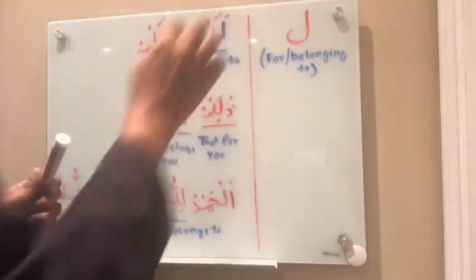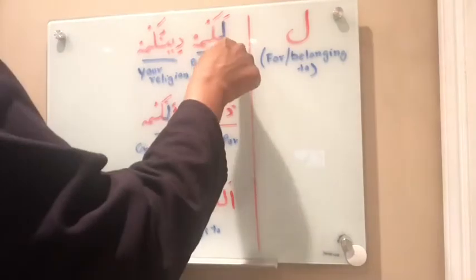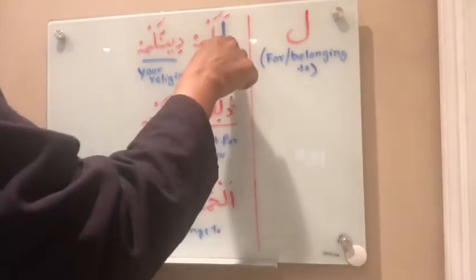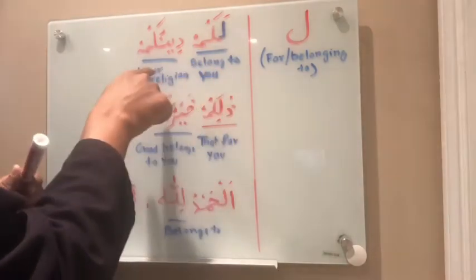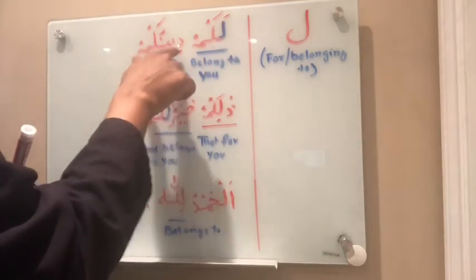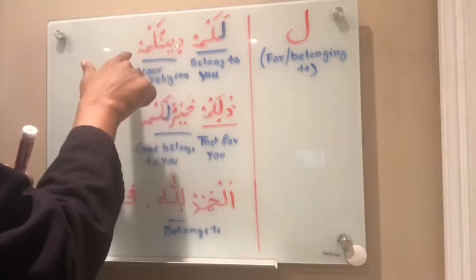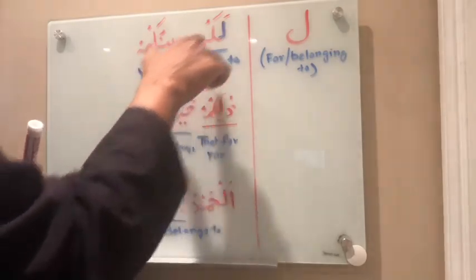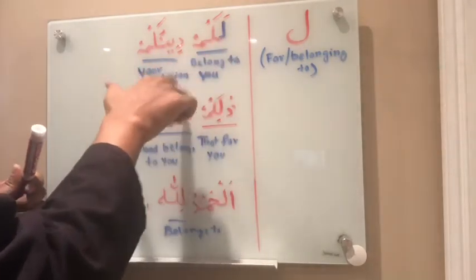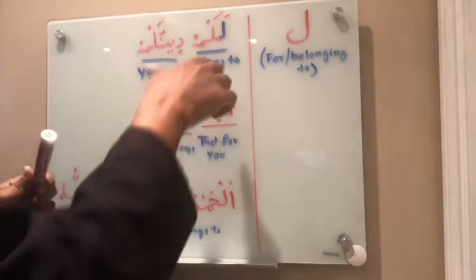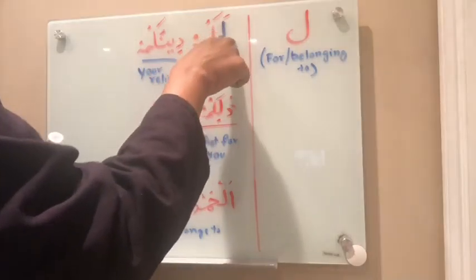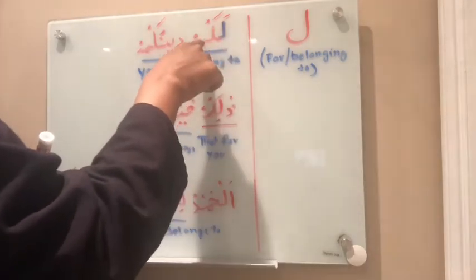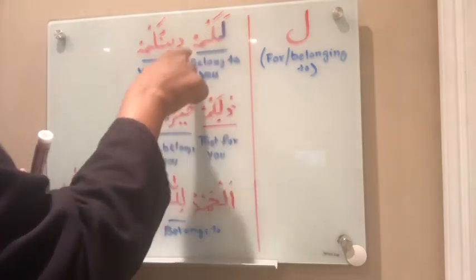This lam here is the preposition and is an example of this particular preposition. Lakum, belonging to you. Lakum dinukum, din means religion. Kum again is a connected pronoun. Dinukum, your religion. Lakum dinukum, belongs to you, your religion. So the emphasis here is the first letter lam, which is a preposition and it means belong. Kum is a connected pronoun, belong to you.